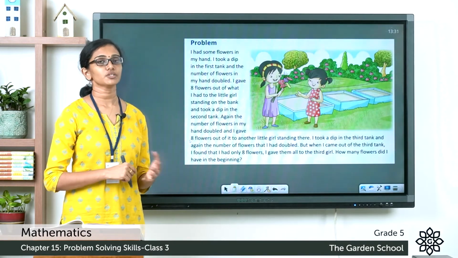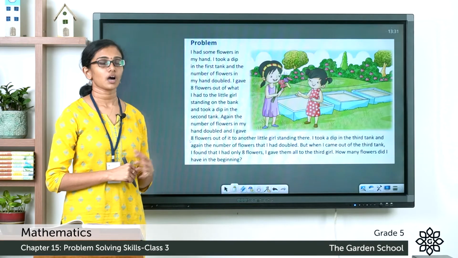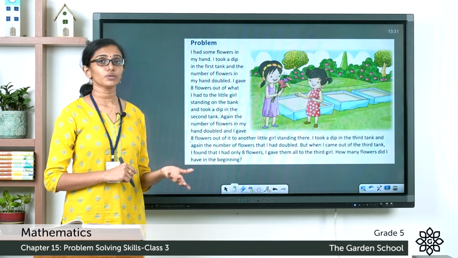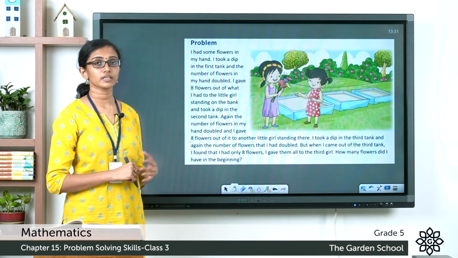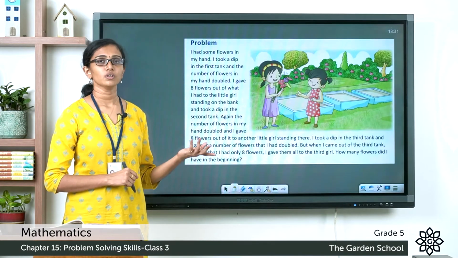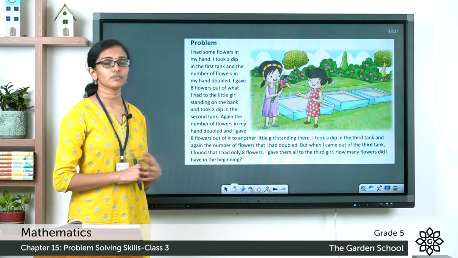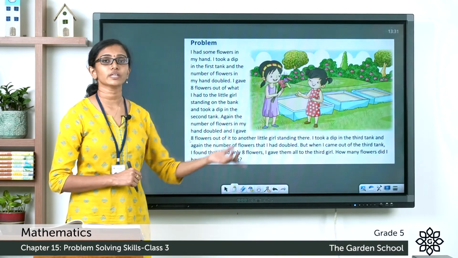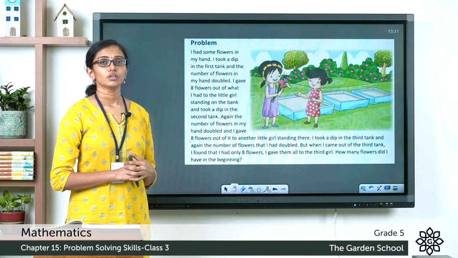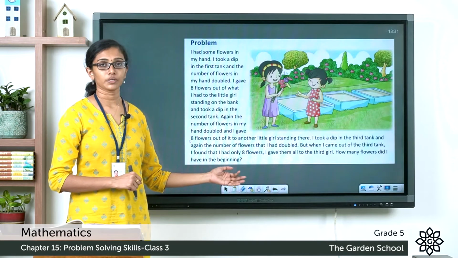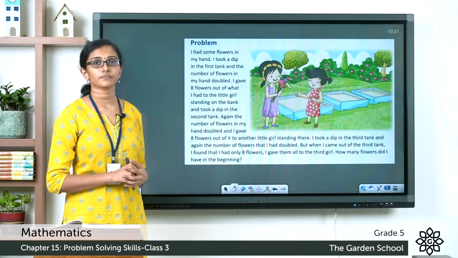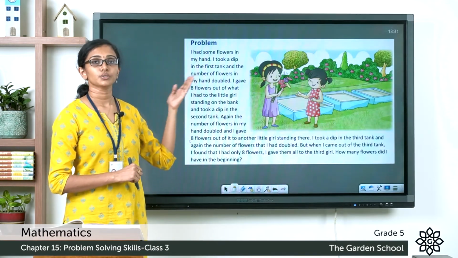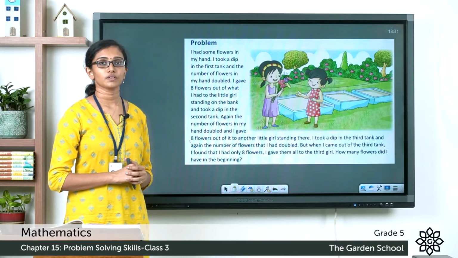So what is mentioned in the question? How do we solve this one? We don't know how many flowers she had with her in the beginning, but we know in the end she had only 8 flowers with her. So we know the final outcome, but we don't know the initial condition. So from the final outcome, we are moving backwards. We are working backwards to find out the initial condition.